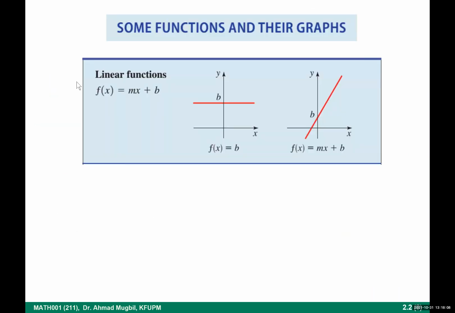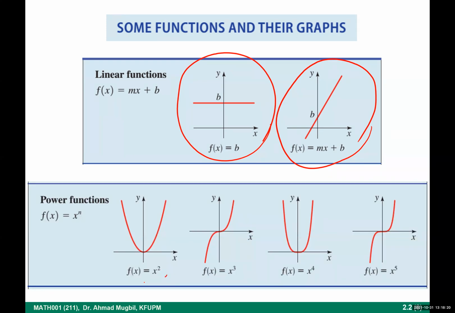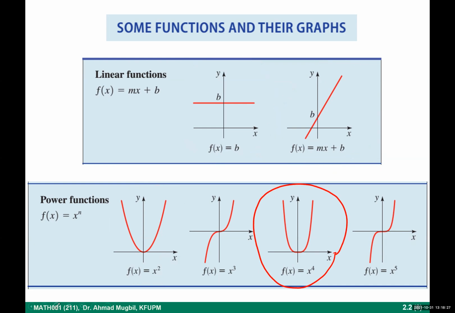Let's now summarize some functions and their graphs. This is the constant function, the linear function with positive slope, and this is x to the power 2, x squared. This is x to the power 4. Look at it, the same color. Let me change the color. Look at this one and this one, Shabab.